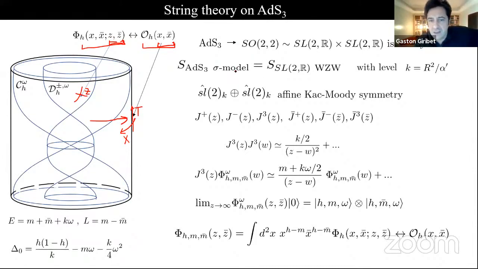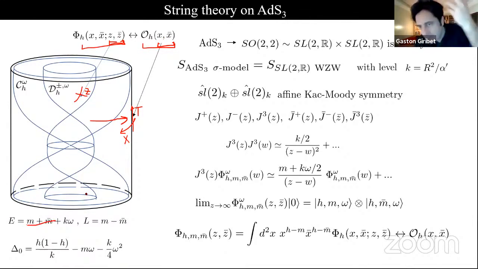So you can ask how x and x bar appear here, because I don't see them anywhere. Where is this operator located? x and x bar appear as, if you want, the conjugate coordinates of the momentum given by m and m bar. It will be clear in a second.